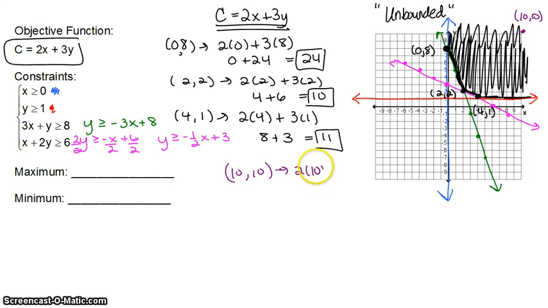So I've got 2 times 10 plus 3 times 10, 20 plus 30, which gives me a value of 50. So if I were to plug in my numbers continuously, I would never get a smaller number. It would continue growing up and up and up. Therefore, I do not have a maximum. But I will have a minimum. I will have one or the other. So when I look through, I've got a 24, a 10, and 11. So in this case, my minimum value is 10.